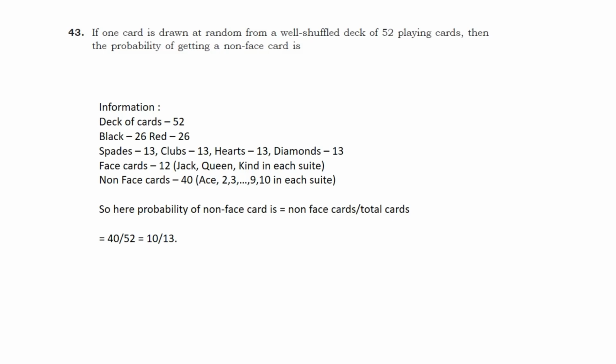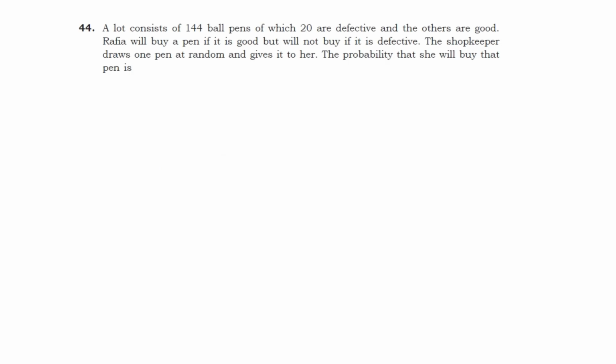Okay. So here he asked about non-face cards. How many non-face cards are there? 40. And how many total cards are there? 52. So the probability is 40 by 52. By cancelling out the common factors, we can get the simple form as 10 by 13. So the probability is 10 by 13.